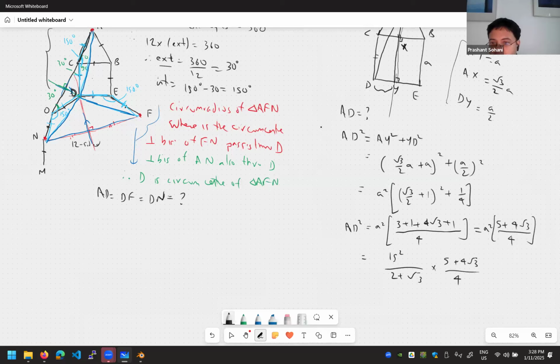Oh wait, I think I made a mistake here. When I squared, I should have done root 3 square plus 2 square plus 1, so that is 4. So this is 8 plus 4. I'm not bothering to explain the calculation because, given sufficient time, everybody will do it accurately. Now you see this is going to cancel with the base, and therefore AD square is 15 square, so AD is 15. Okay, is that the answer? Yes.